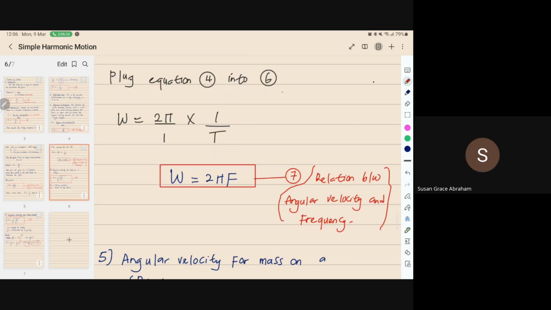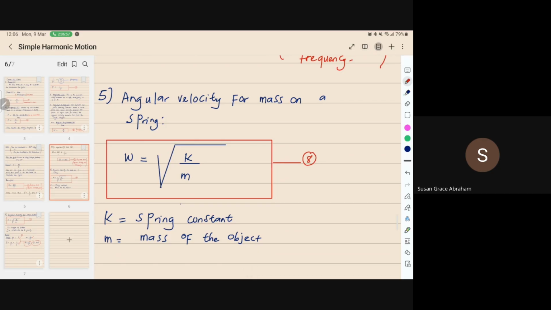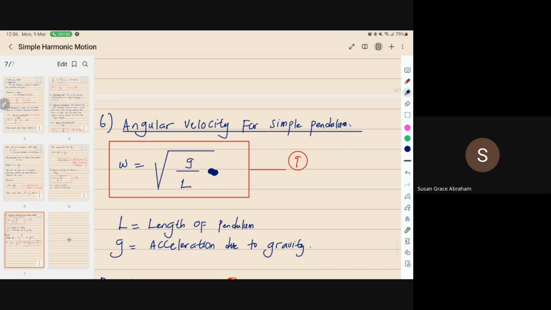And finally, the one you need to cram or remember as far as JAMB is concerned is this formula to get angular velocity for mass on a spring. Do you understand it now?